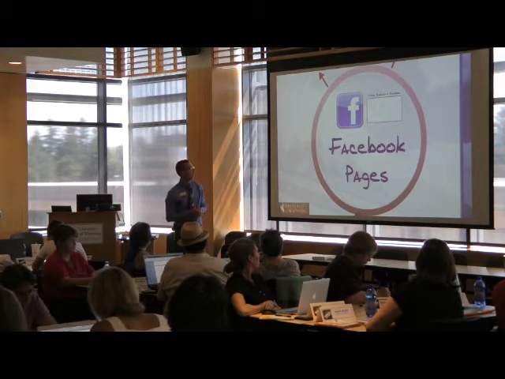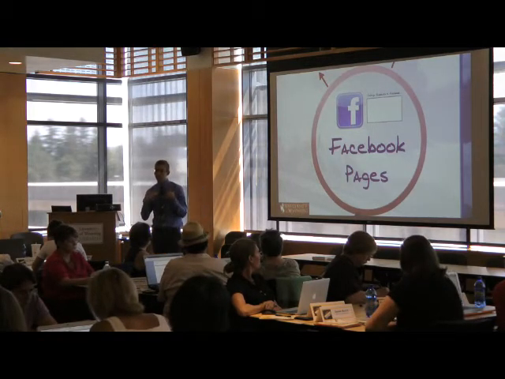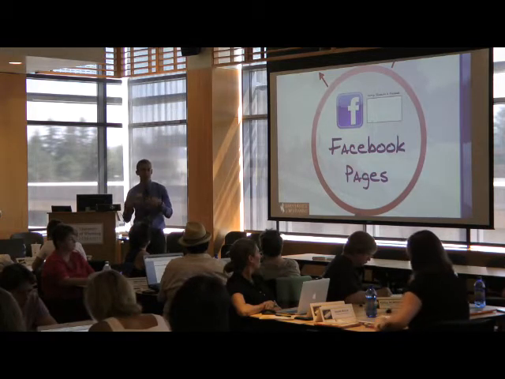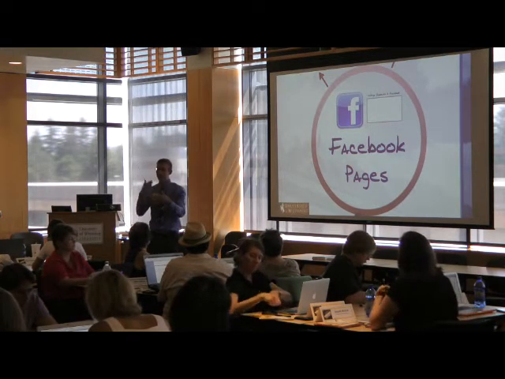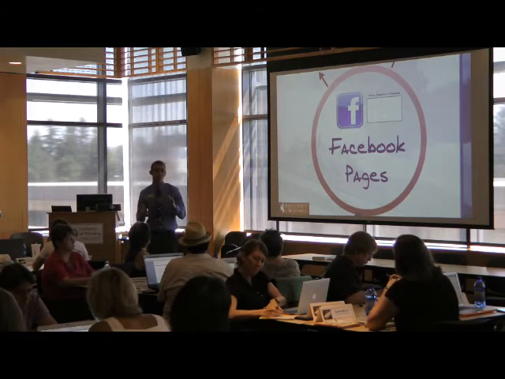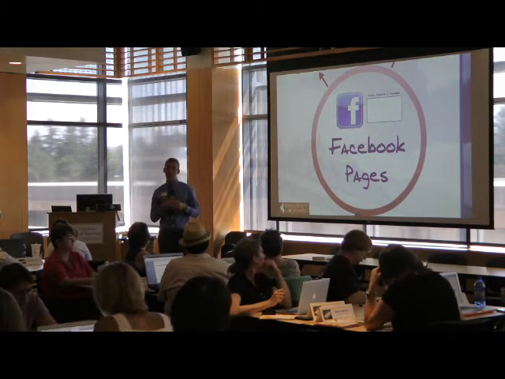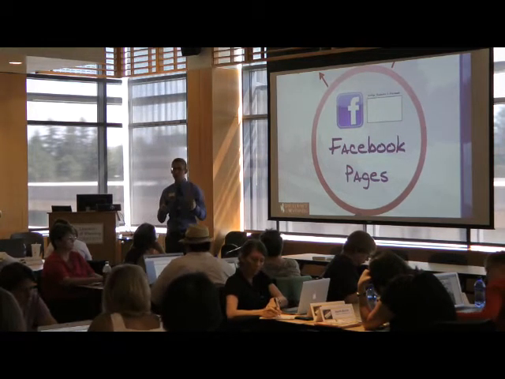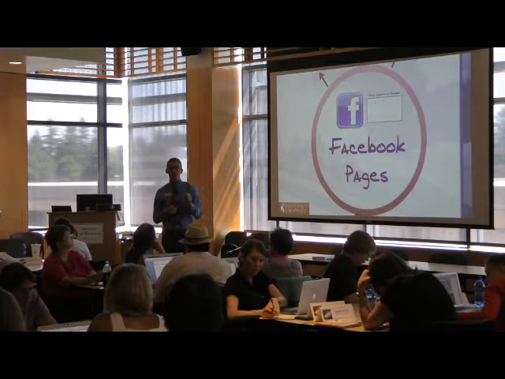Now, as people, we have personal profiles, and we're able to friend people. When we friend someone, it's a two-way connection. I can see their stuff, they can see my stuff. What we're talking about here today is Facebook pages. A Facebook page is a one-way connection, and it doesn't start with a profile. So if you create a Facebook page, your students don't see you on Facebook, they see your Facebook page.